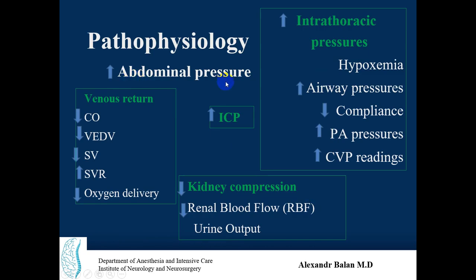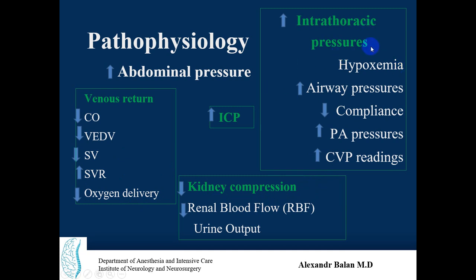Pathophysiology, of course, increased abdominal pressure, as we are discussing abdominal compartment syndrome, which affects venous return with decreased cardiac output, decreased stroke volume, low return of blood to the heart, increased systemic vascular resistance, and decreased oxygen delivery. On the other side, we will have a patient with kidney compression because of decreased renal blood flow, no urine production, and no urine output or low one.